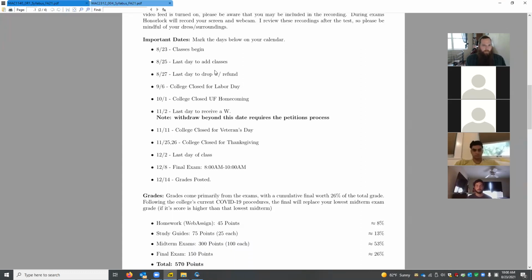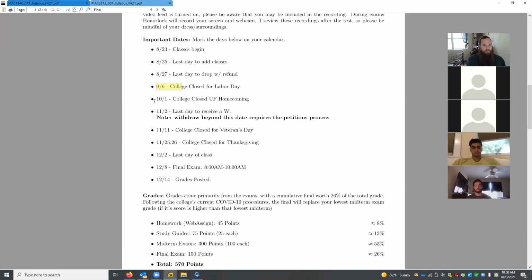Some dates that you may want to keep in mind. Today is the first day of class. The last day to add is the 25th. The last day to bail and get your money back is the 27th. All right, this is definitely one to keep in mind. So if you decide you just really don't like the format of the class, or you really don't like my teaching style, or you're just not into this right now, the last day to get your money back, get out, and not have anything show up on your transcript is the 27th.